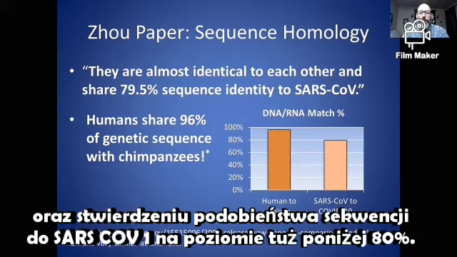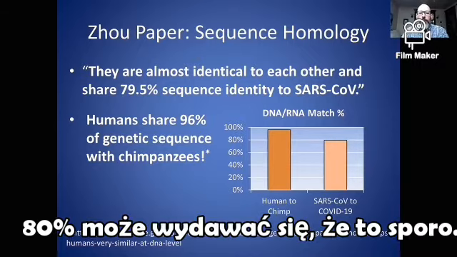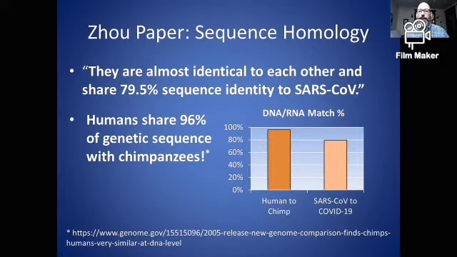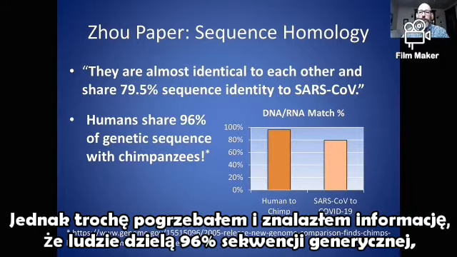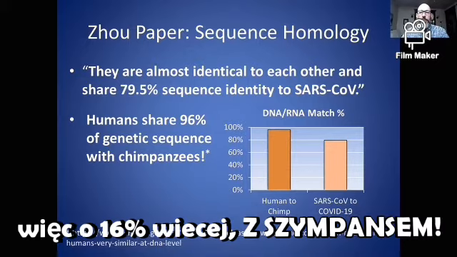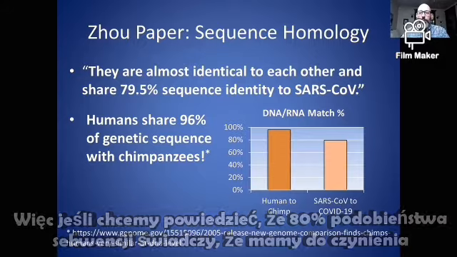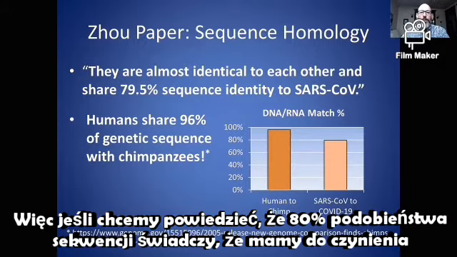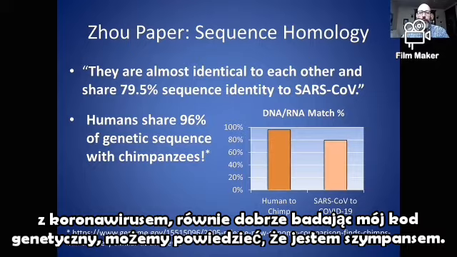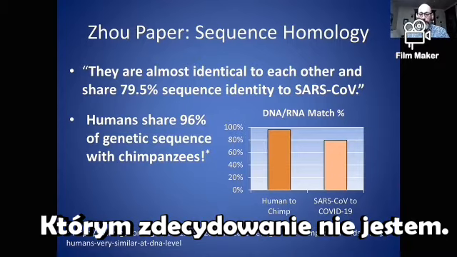And they said it shares just under 80% sequence identity to the SARS-CoV-1, which I was talking about earlier. Now, 80% may sound like a lot, but I did some digging and found that humans share 96%, so 16% more of their genetic sequence with chimpanzees. So if you were to say that 80% sequence identity means that it's a coronavirus, well, you'd be saying that if you had a DNA sample from me and compared it to chimpanzee sequences, you would say that I was a chimpanzee, which clearly I am not.